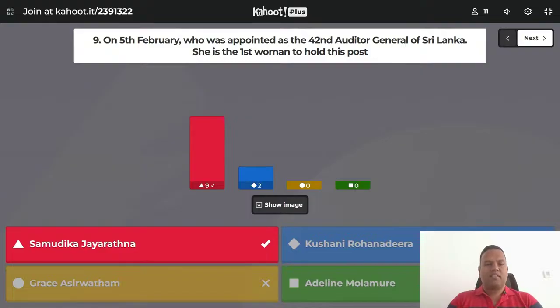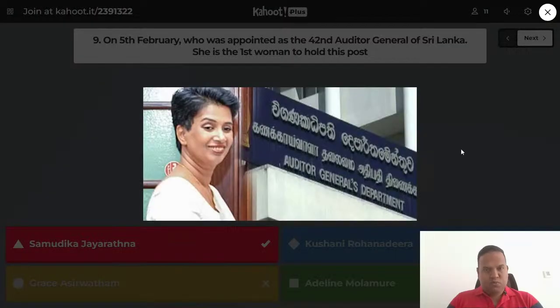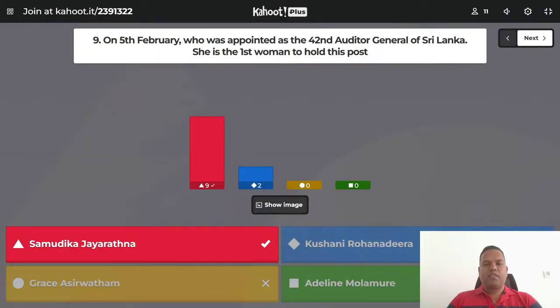Well done. It is indeed Samutika Jayaratne, who is the new Auditor General. Kushani Rohanadira is the Secretary General of Parliament. Grace Asirivadam, again, diplomat, and I believe now she is appointed to the National Women's Labour Council, if I'm not mistaken. And Adeline Molamure is our first female elected parliamentarian, who passed away a long time ago.